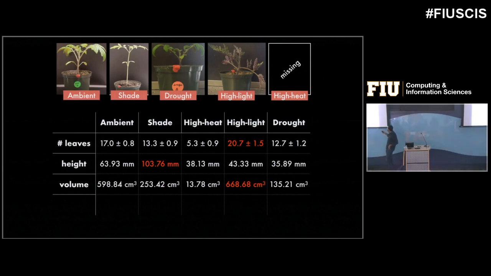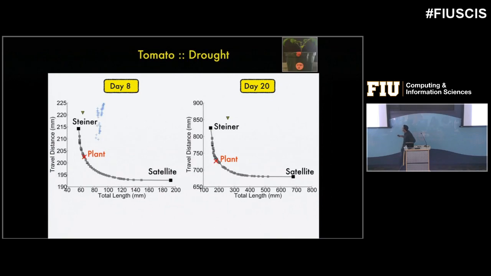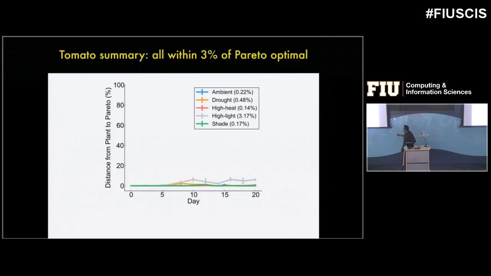Okay, and what we found, so this is shade, again, same type of plots, day 13, day 21. The plant is changing where it's going, but it's still right there on the Pareto front. Then you look at the drought condition, it's still hanging out around there. In high light condition, throughout its development, it's still hanging out around there. And in summary, these are over the 20 days, and we quantified how far the plant is from this optimal Pareto front. And in all these cases, it's within 3 to 4% of being right there.